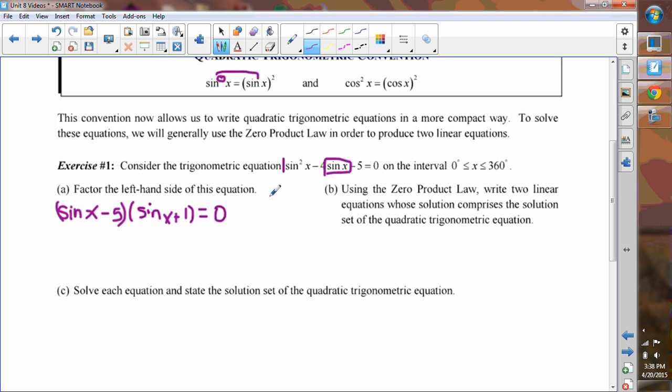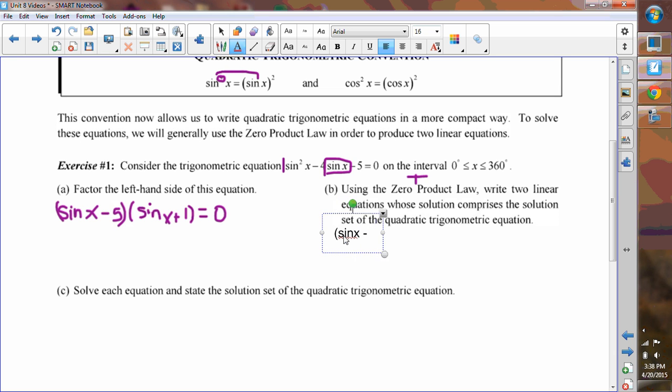Now it says use the zero product law, in other words, that's T-time, to write two linear equations whose solutions comprise the solution of the quadratic trig equation. I'm going to type this because it'll go faster for me. So we have the sine of x minus 5 is equal to 0, and we have the sine of x plus 1 is equal to 0. So now you're going to solve each equation and state the solution set of the trig equation.